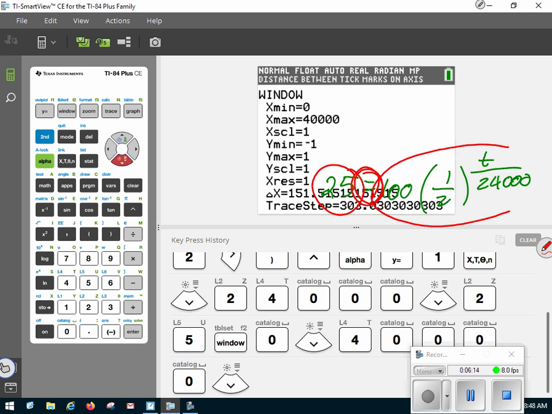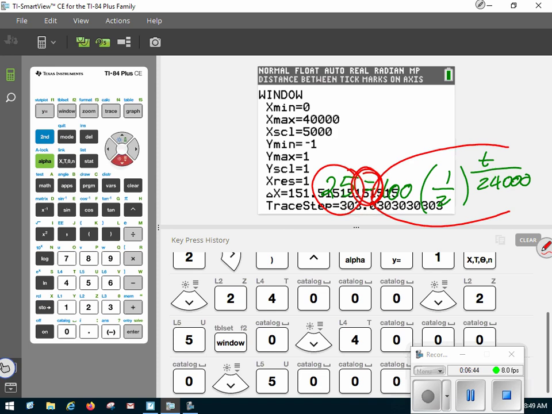Now remember, that scale says if it's 1, I'm going to count from 0 to 40,000 by 1s. So that's how often I'm going to have a little tick mark. You do it by 25. Or 5. I would probably do it by 5,000. Because what that means is I'm going to have a tick mark every 5,000. Okay? So I'd have a tick mark at 5,000, at 10,000, at 15,000, like that.